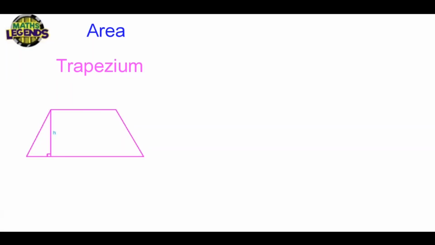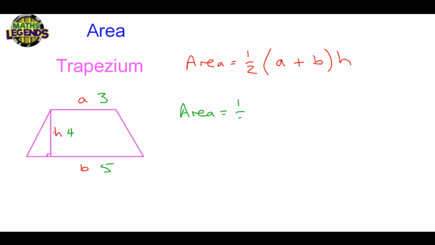Trapezium. Now here, there are 3 sides we are interested in when it comes to working out the area: the base, the top horizontal line, and the height. The formula for the area of a trapezium is given by a half times (A plus B) times height. Now let's say A equals 3, B equals 5, and H equals 4. Then we simply plug this into the formula. So we have area equals a half times (A, which is 3, plus B, which is 5) times H, which is 4. And we simplify.